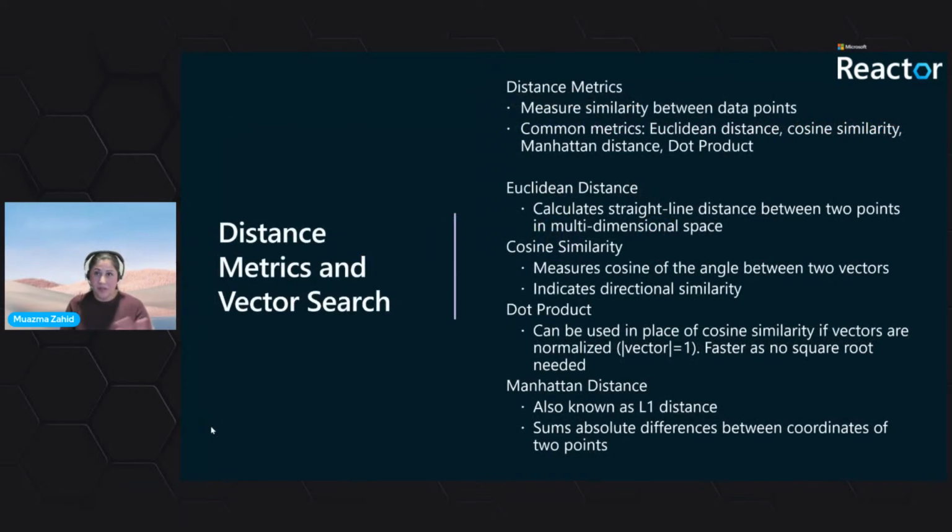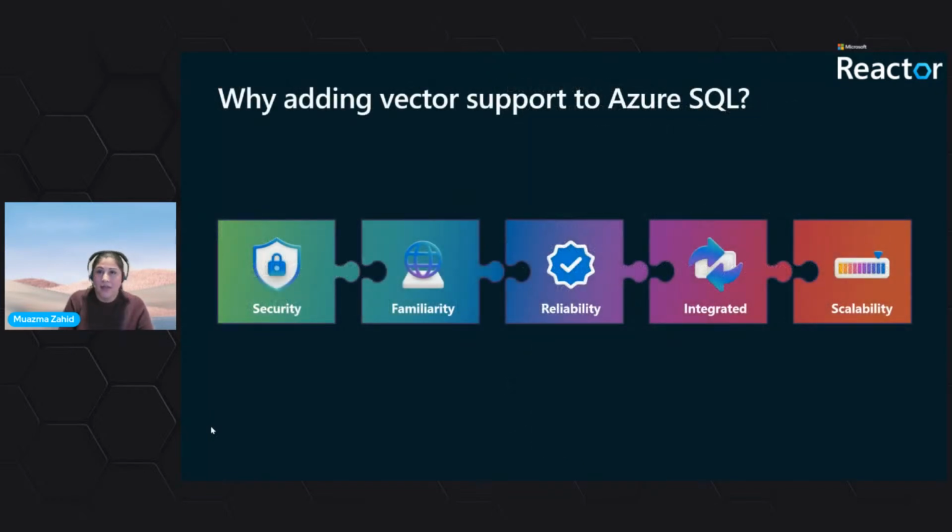Now, the distance metrics are talked about. Again, you can read through the slides, all of the material will be available to you. But the top three that we support currently in Azure SQL database are Euclidean, cosine, and dot product. And you can also use other options to find these distances, such as Manhattan distance and others.